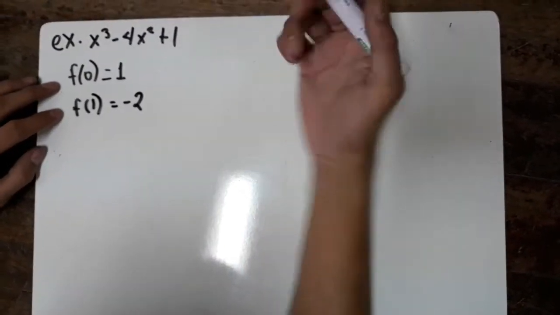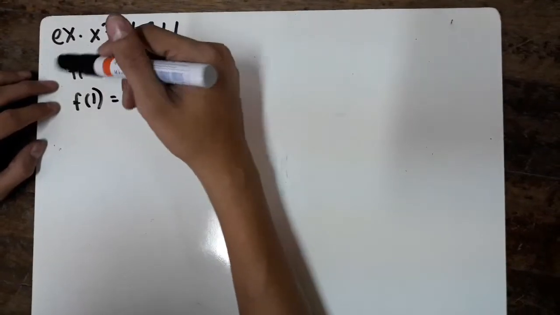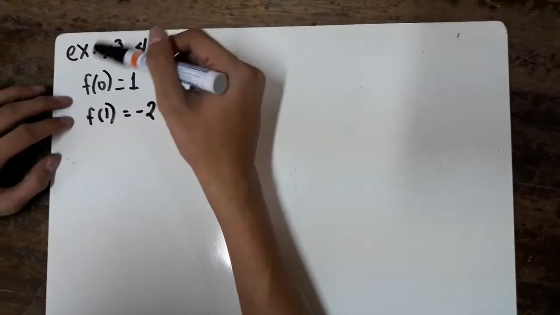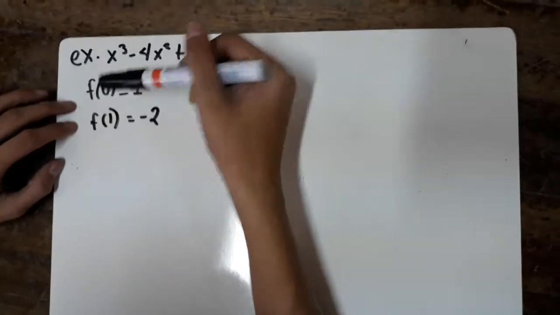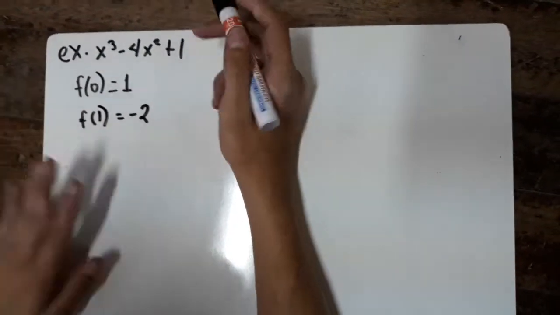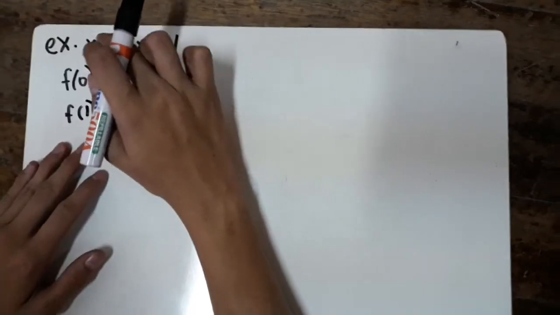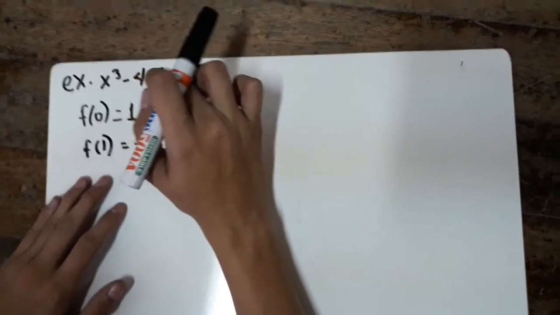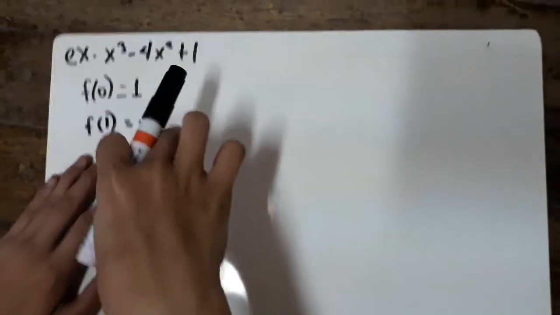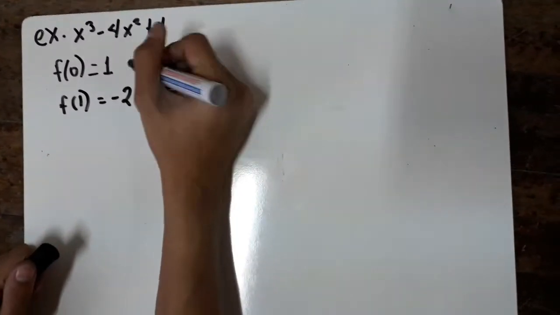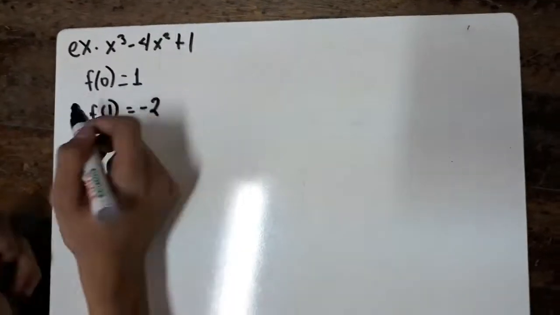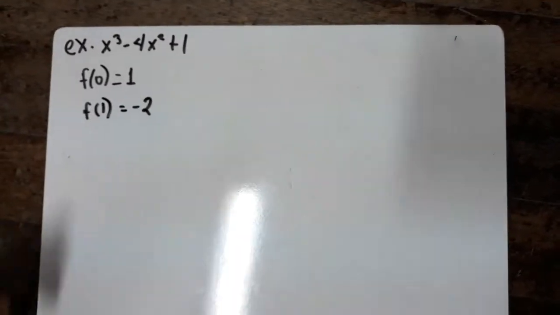So I have an initial guess of 0 and 1. When I substitute the value of 0 into x cubed minus 4x squared plus 1, it just equals 1. Then when I substitute the value of 1, it is 1 cubed minus 4 times 1 squared plus 1, which equals negative 2. Since we have a changing sign here, the root lies between 0 and 1.